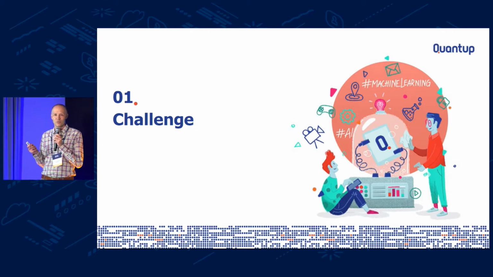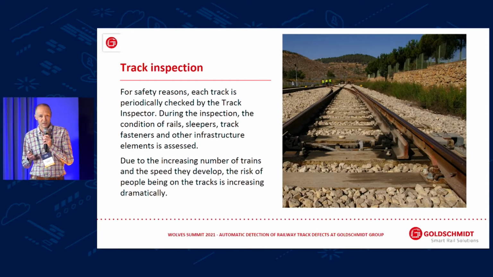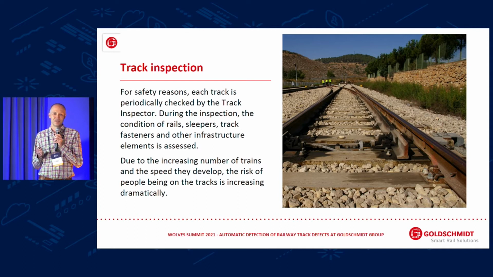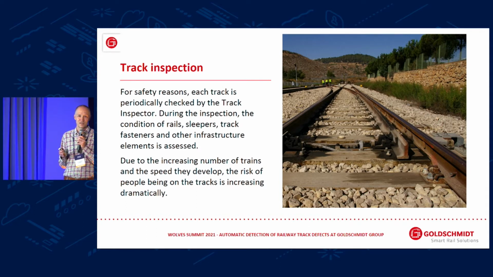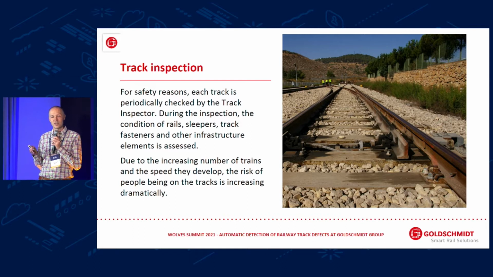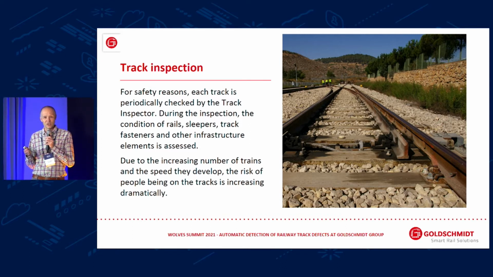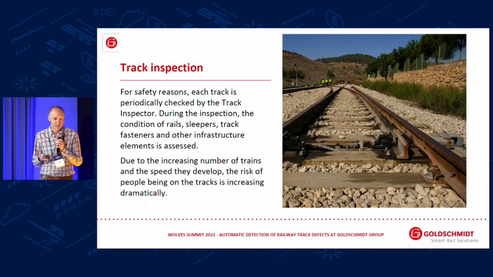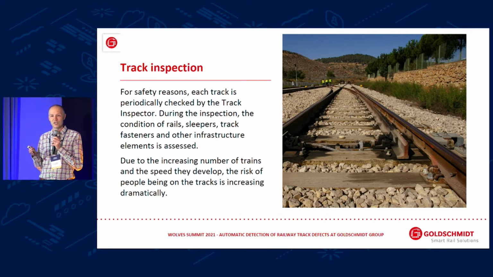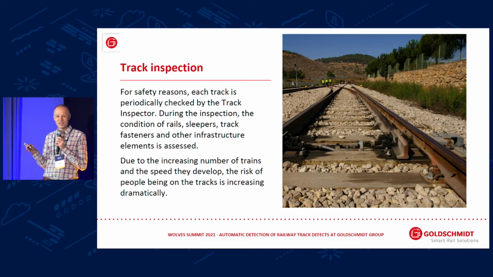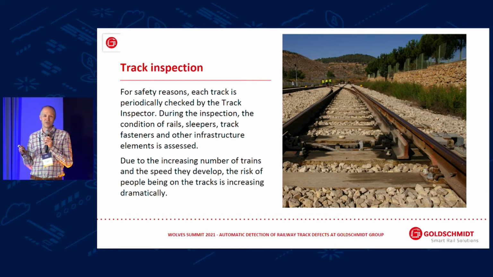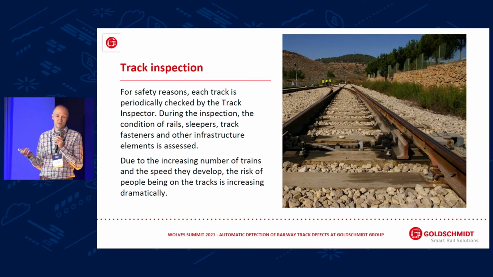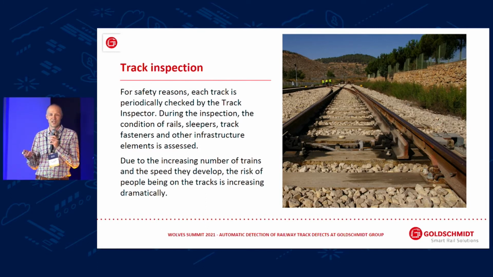What was the challenge we faced? Now about track inspection. It's very important to have tracks safe, and this is really regulated. So each track needs to be investigated regularly. For example, these main tracks have to be investigated each 2 weeks. What does it mean? It means that a track inspector just walks along the track and checks if anything is wrong. For example, the sleepers, fasteners, and so on and so on.